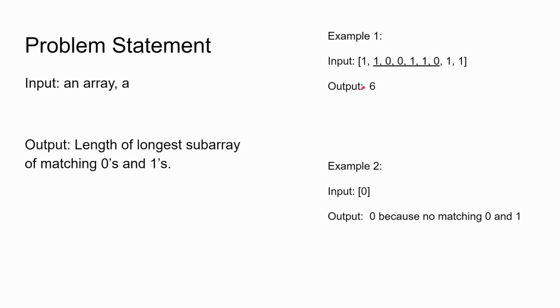11001111, the output is 6, so the length of the longest subarray of matching zeros and ones is 6. Because there are 3 ones and 3 zeros, it qualifies as one of the possible outputs. And because this has the longest length, it will return 6. For another example, when the input is 0, the output is 0 because there are no matching zeros and ones.